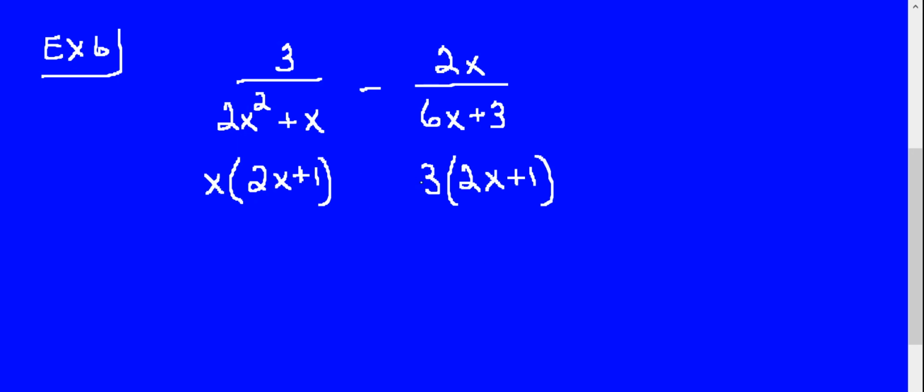Okay, so now to get them the same, it looks like all I have to do is multiply this side by 3 and this side by x. And that will get me, before I move on, if I'm multiplying this side by 3, I'm going to multiply this denominator by 3. I'm going to multiply this numerator by 3. Notice I'm just using the 3, not the 3x, because the x was already there.